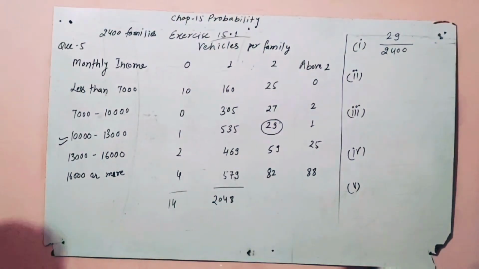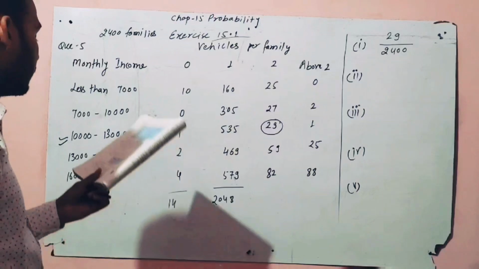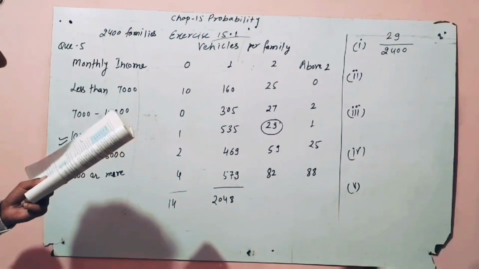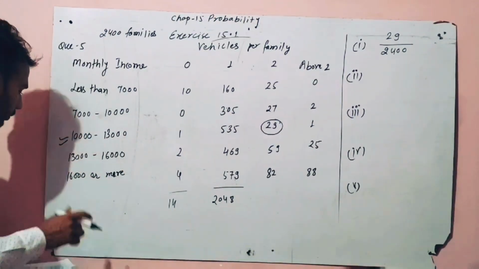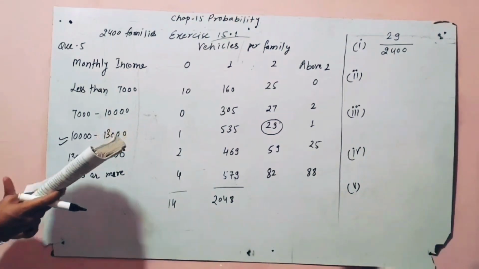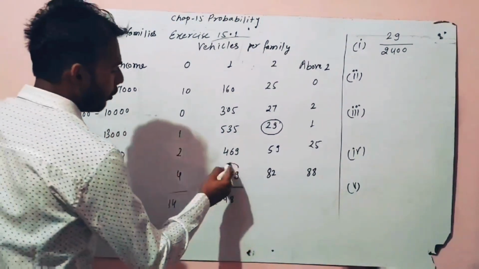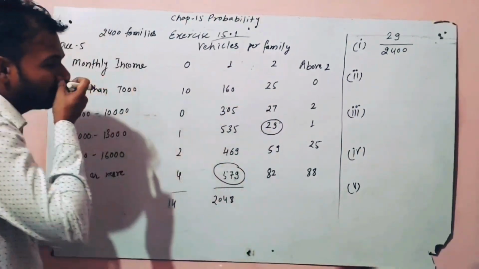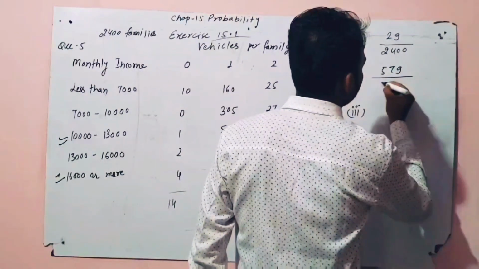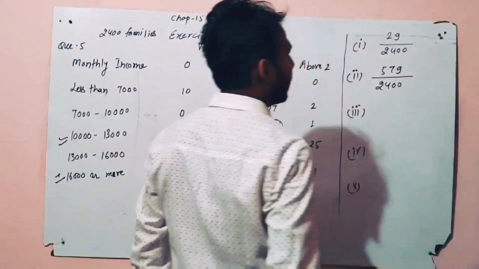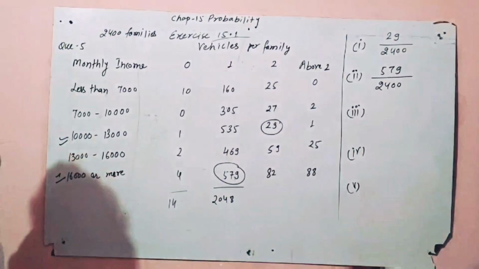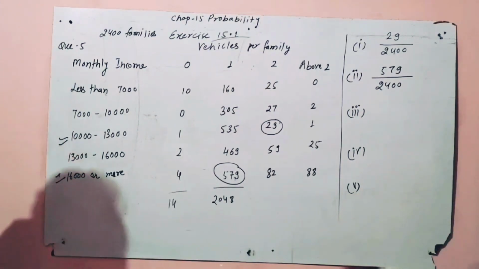If it can be solved further, you can solve it. If not, then keep it here only, no issue. Second is asked: earning rate 16,000 or more per month and owning exactly one vehicle. So for one vehicle, how many families are there? One vehicle, 579 families are there. So 579 families are earning 16,000 and more and having exactly one vehicle.